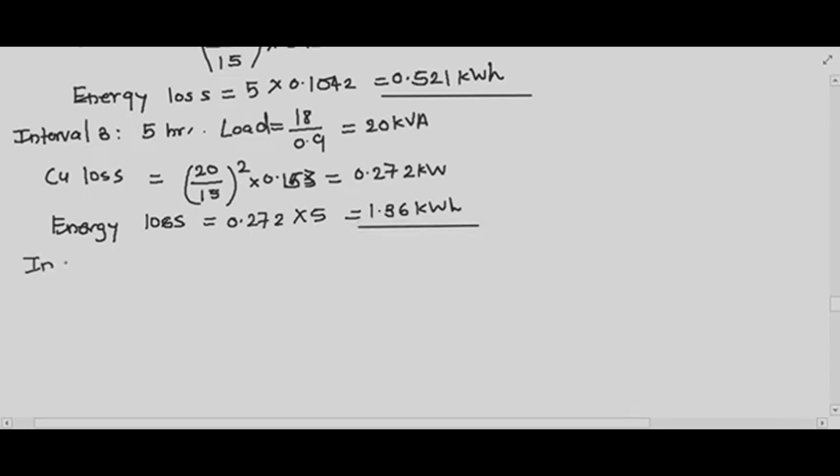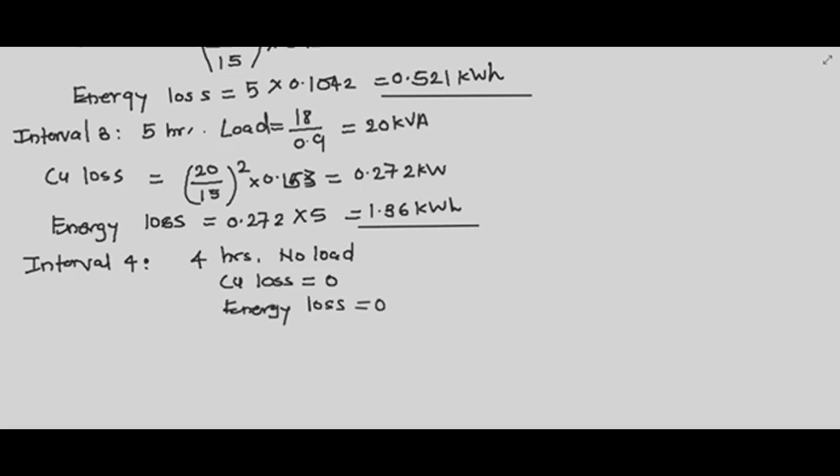Okay. Then in the similar manner, interval 4. In interval 4, 4 hours but no load. So what is copper loss? Copper loss equals 0 and hence energy loss equals 0. This is the energy loss due to the copper loss, right? During the whole day. Means we have to add all 4 interval energy losses which are happening due to the current flowing through.